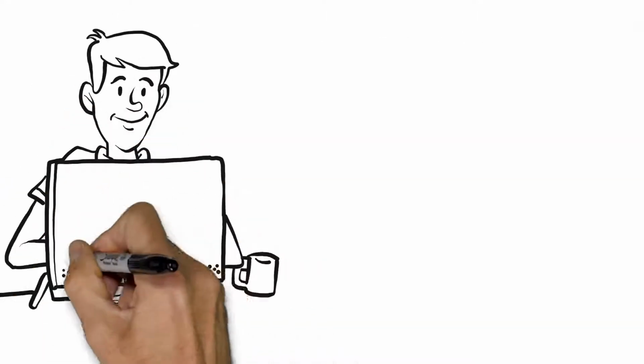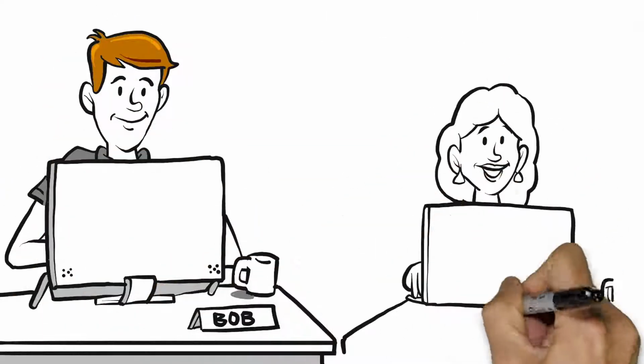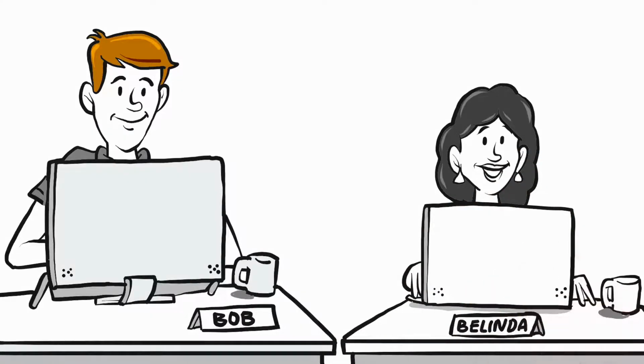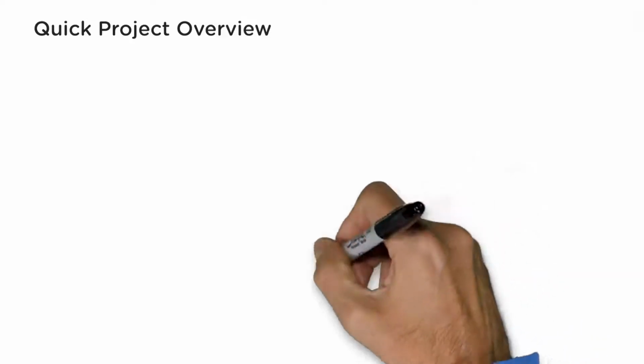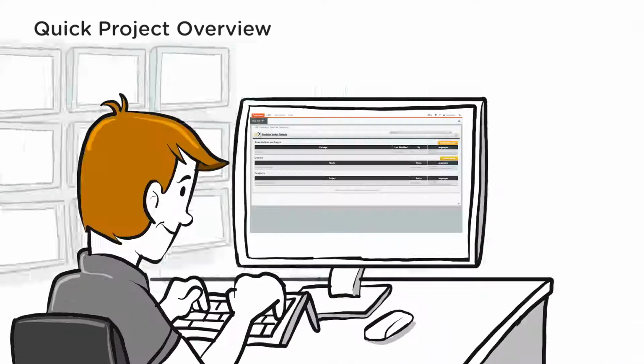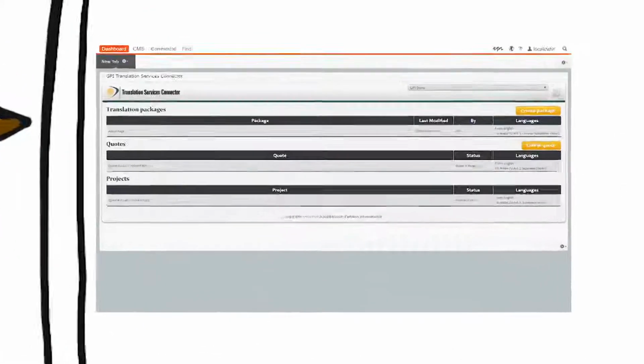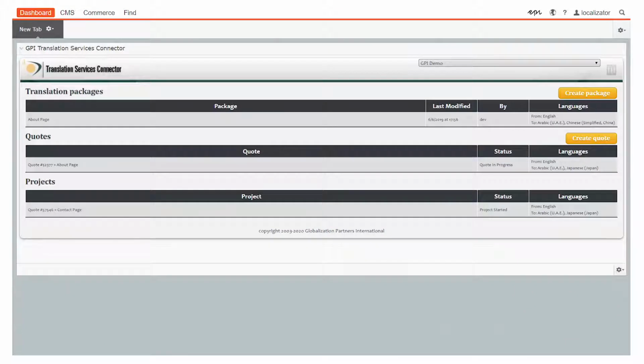Bob and Belinda are GPI power users, doing translation projects quickly and efficiently through the GPI Translation Services Connector. Bob handles multiple projects in a fast-paced environment. GPI Translation Services Connector's simple user interface shows all his quotes and projects in an instant.